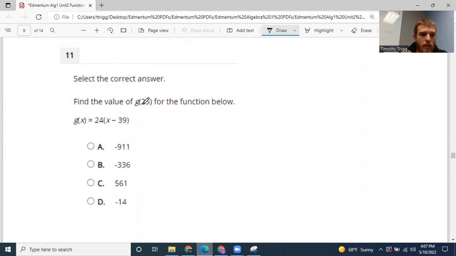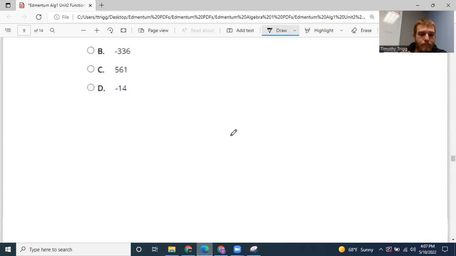Find the value of g of 25. Again, I'm replacing x here with 25. So for g of 25, the input, or the x value, is 25. So replace the x in the equation with, not 5, 25. Okay, and just work out what this is to figure out the output.